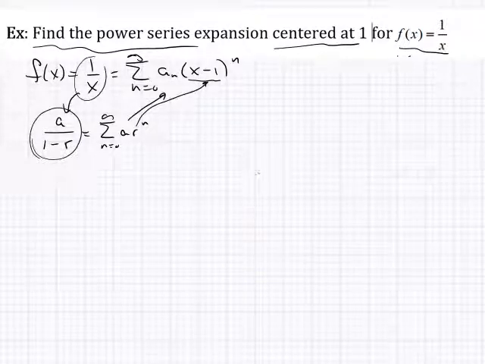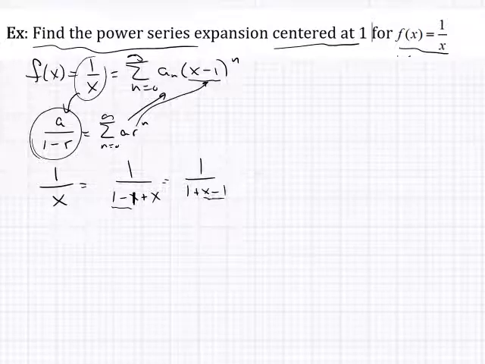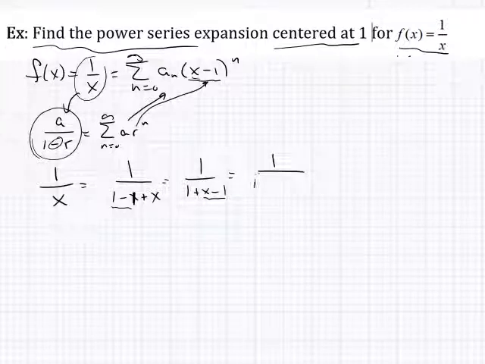So we got to mess around with the 1 over x. I'm going to write this as 1 over 1 minus 1 plus x, in which case 1 minus 1 is 0, so this is still 1 over x. Then I'll write this as 1 over 1 plus x minus 1. Now that's going to get me the minus 1 for my r. Now I just need to get it into the 1 minus r. This is 1 plus r. So like we did before, we could do a double negative. 1 minus negative x minus 1. And so here, this whole piece is now going to be my r.